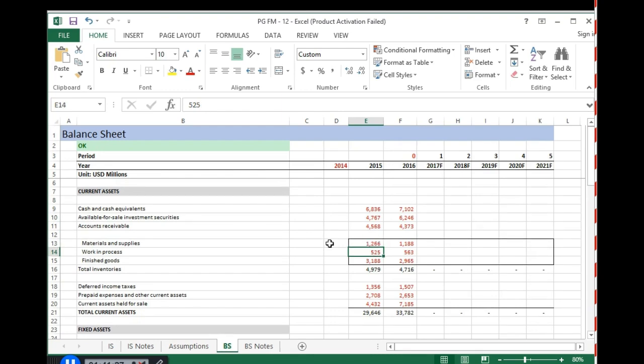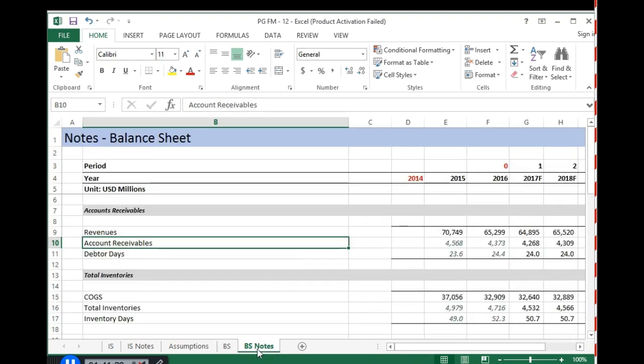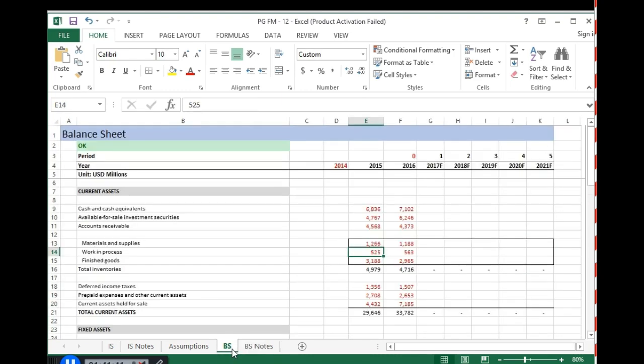Material and supplies, work in progress, and finished goods, and these three make total inventory. So now I have to forecast inventory. In forecasting inventory, there can be two approaches: either I forecast all of these separately, or I forecast total inventory.